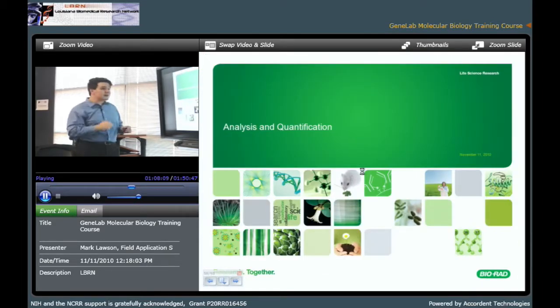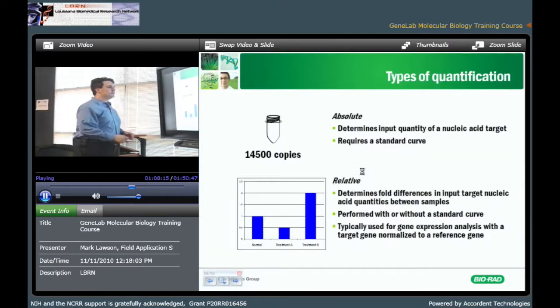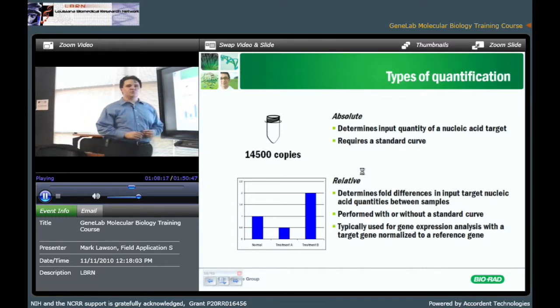So next section is analysis and quantification. And this, of course, is the meat of the presentation. There are two types of quantification. One is almost non-existent these days, and that is absolute quantification.